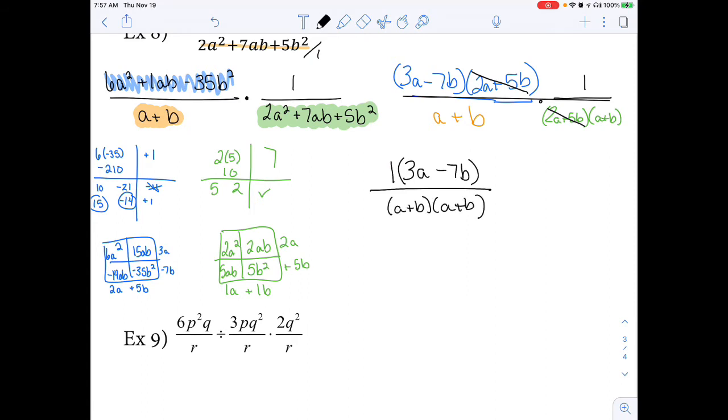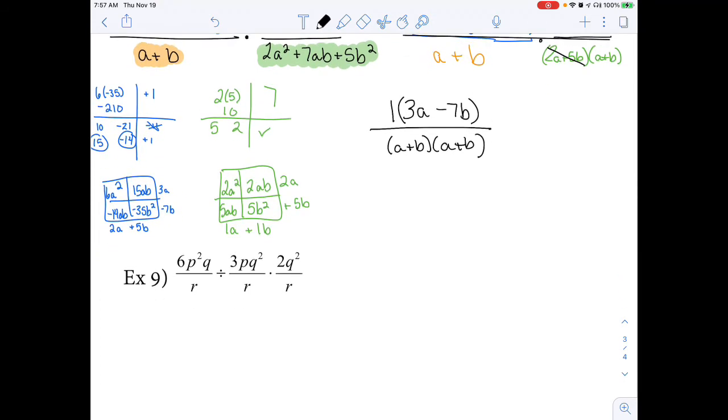Those did not cancel. So to rewrite this prettier, it would be really nice if you guys could see that that's just going to be 3a minus 7b because who cares about the 1? And then it's a double a plus b. So we'll write it like that.